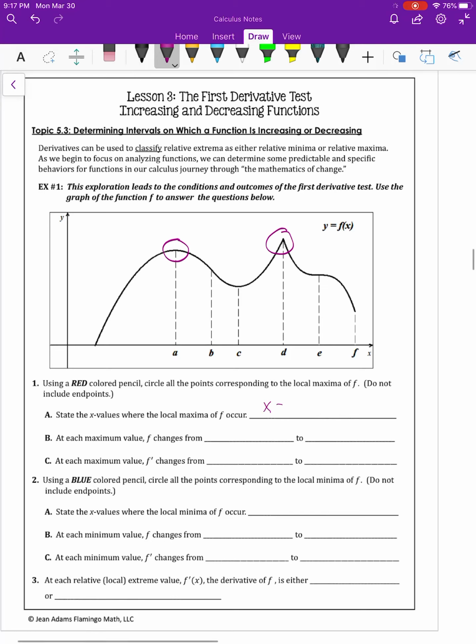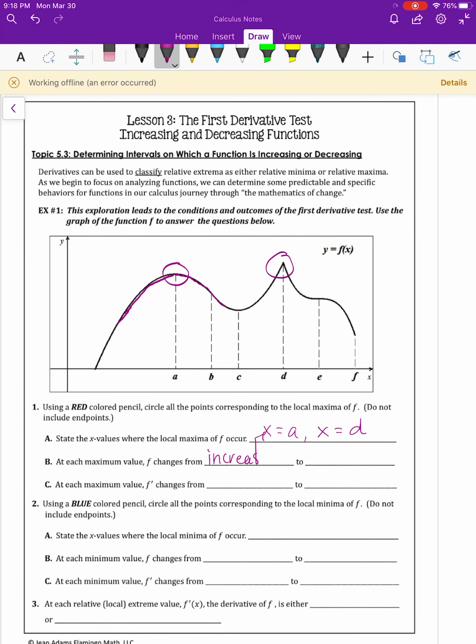State the x values where the local maxima of f occur, and those would occur at x equals a and x equals d. At each maximum value, f changes from what to what? So this is my f, and it is changing from increasing. So you can see that your function is increasing here. It stops for a moment, and then starts decreasing. Okay? So it's going to change from increasing to decreasing.